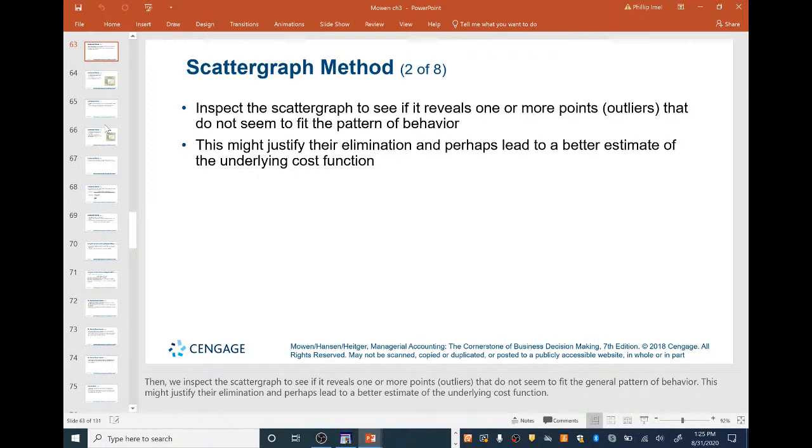Next, we need to inspect the scattergraph to see if it reveals one or more points or outliers that do not seem to fit the pattern of behavior. So what do we mean here? We're going to try to draw a line connected from maybe the beginning point at the bottom to the top, and then see what type of dots are just really far away from that line, is all that's saying. Well, why do this? Because this could justify their elimination and perhaps lead to a better estimate of the underlying cost function. So if we see these plots way out there, then chances are that we could probably do away with these, okay?